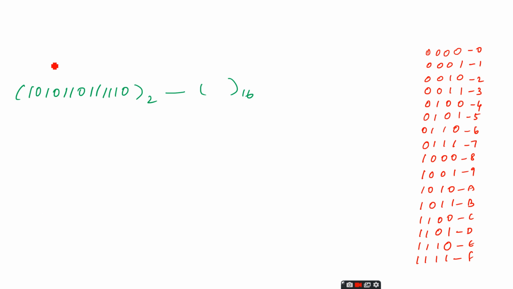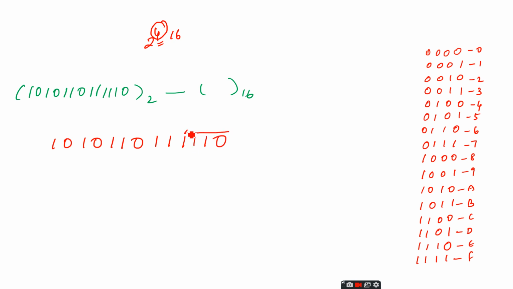Now next question, it is 10101111, then 1110, and we have to convert this into hexadecimal. Hexadecimal means it is 16. 16 means 2 raised to 4. So we have to take 4-bit representation. We have to group these binary numbers in 4 bits, and we have to write the equivalent number associated with those bits. So we will group it from the last.